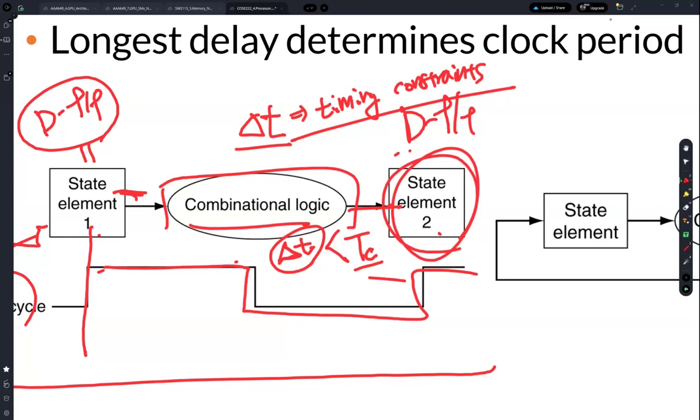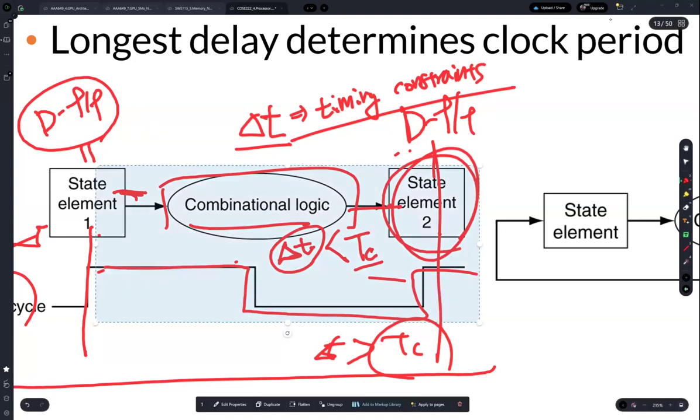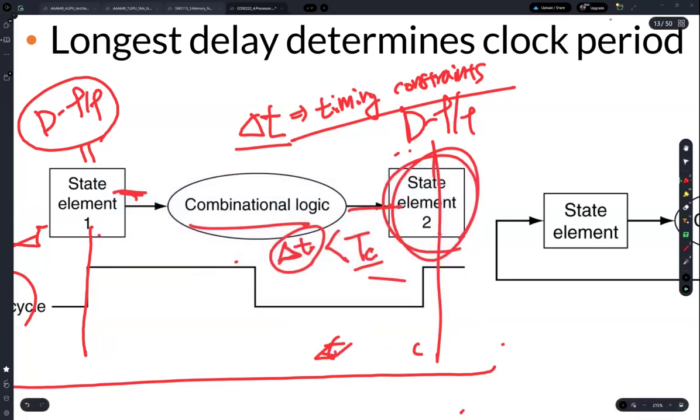So if the delta t, the delay, is larger than the Tc, what will happen? Unstable output value will be sampled by this D flip-flop. Then this D flip-flop will provide the unstable values, right? That's the problem. And then the CPU generates incorrect values. It's a critical problem, right? So this is the very critical rule.